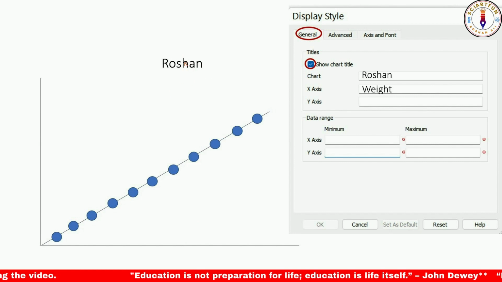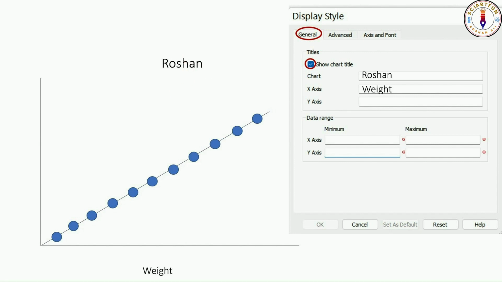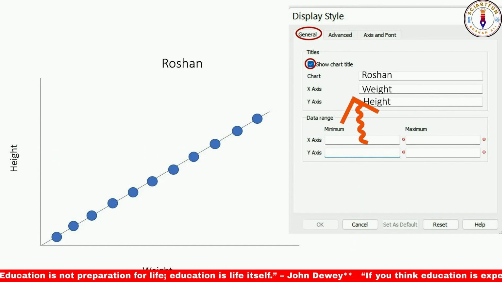The text you enter in X-axis becomes the title of the X-axis on the chart. The text you enter here becomes the title of the Y-axis on the chart. If it is a 3D plot, you will also have Z-axis title here.